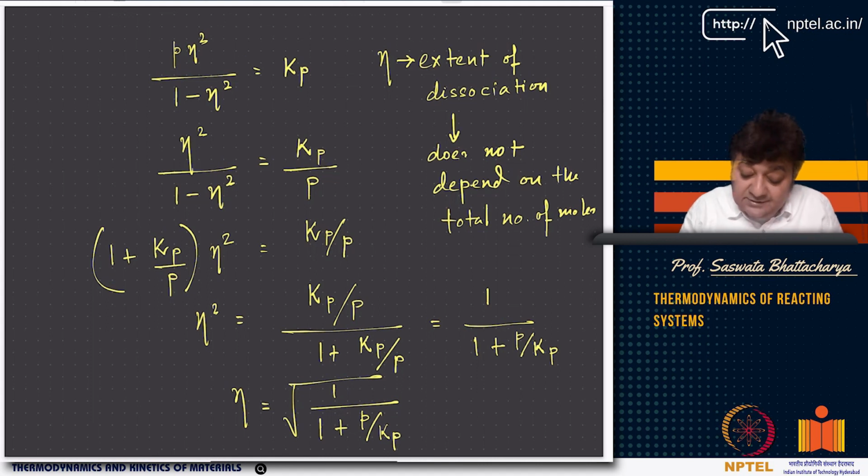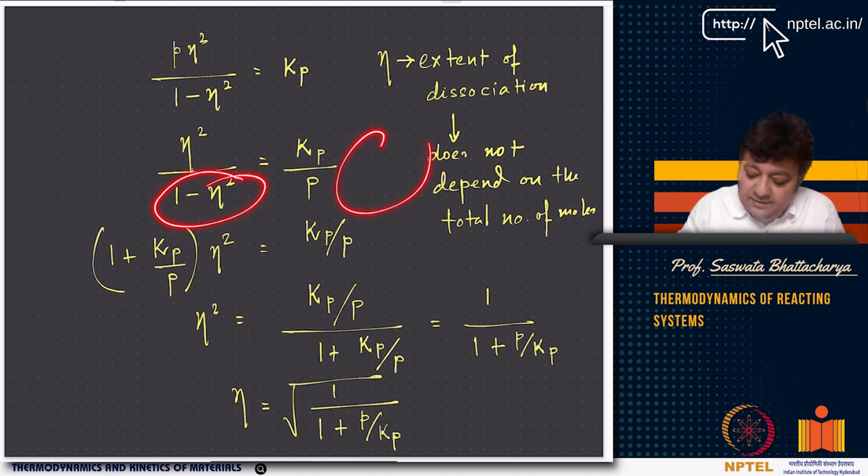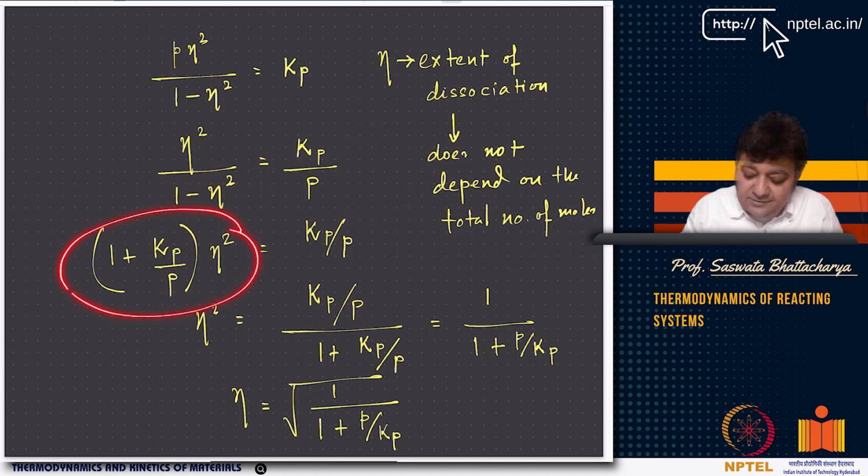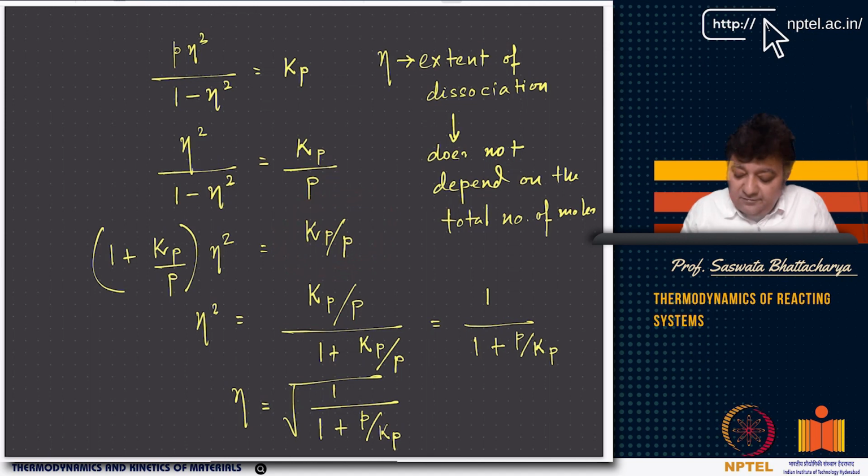Now if you see, eta square by 1 minus eta square equals Kp by P, right? So if I take this term here, then what I get is 1 plus Kp by P into eta square equals Kp by P. Now what I get is eta square equals Kp by P by 1 plus Kp by P, and you can do a little simplification which becomes 1 by 1 plus P by Kp, right? So this becomes this upon simplification.